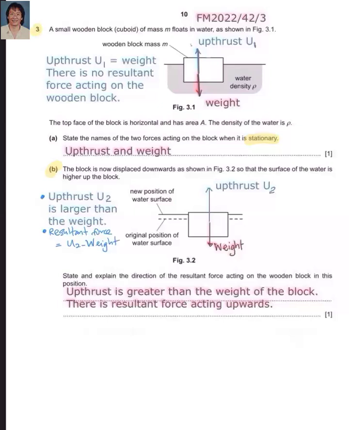Your weight remains the same. Therefore, your upthrust is larger than the weight. There is a resultant force acting upward. Then the question says, state and explain the direction of the resultant force acting on the wooden block in this position. The upthrust is now greater than the weight of the block. There is a resultant force acting upward. This is the answer for the question.